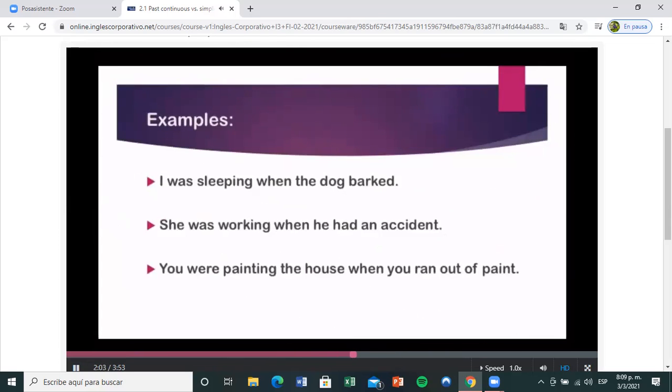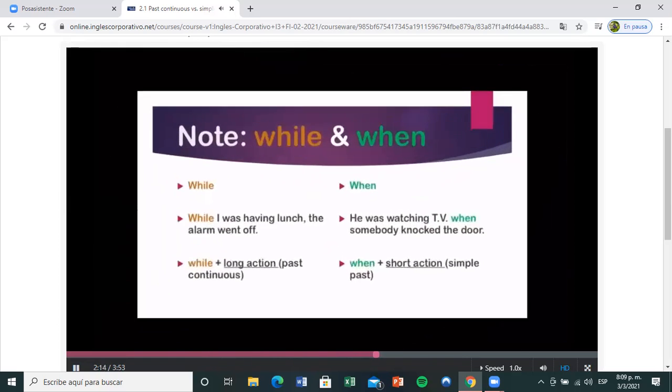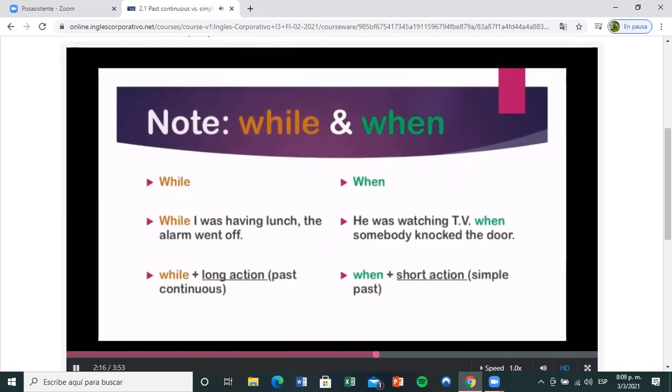I was sleeping when the dog barked. She was working when he had an accident. You were painting the house when you ran out of paint. Take notes on the following. We have these two words, while and when. While is usually used with past continuous, and when is usually used with simple past. In other words, we use while plus long actions, past continuous, and when plus short actions, simple past.